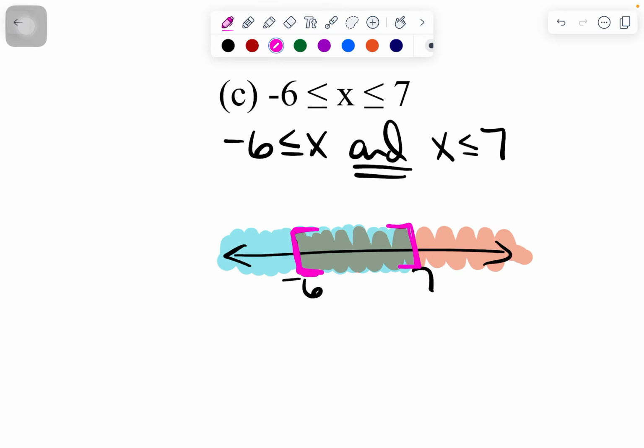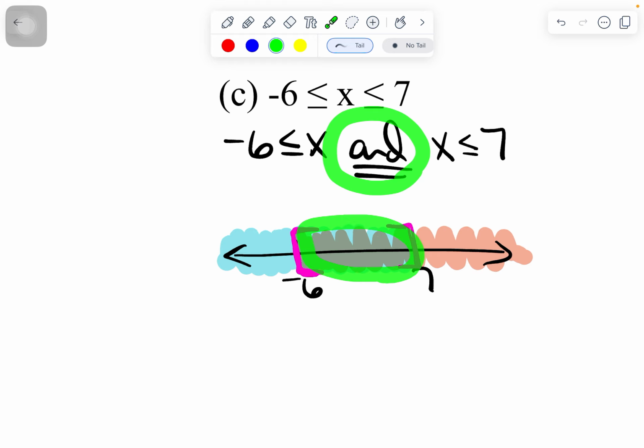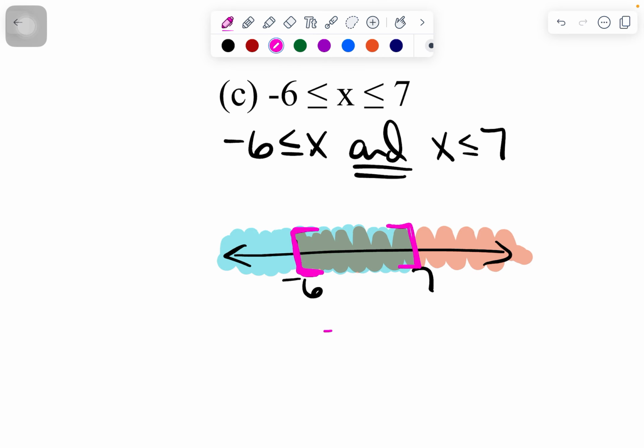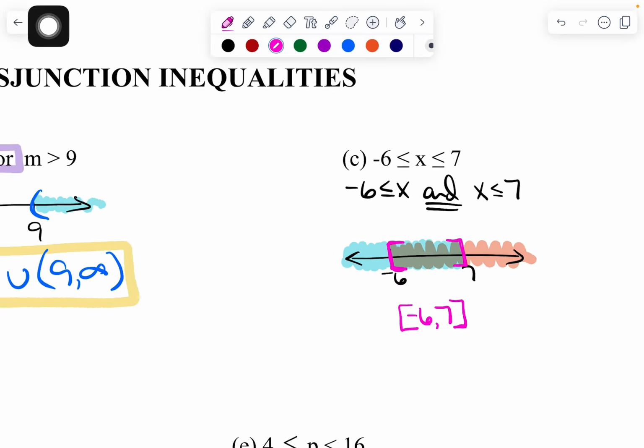All right. So because we're talking about a conjunction here, we're going to look for where the overlap is. And that overlap starts at -6 and it goes to 7. Finish off my bracket there. So that is the two-part answer for part C. We've got the inequality graphed, and then we also have the solution there in interval notation.